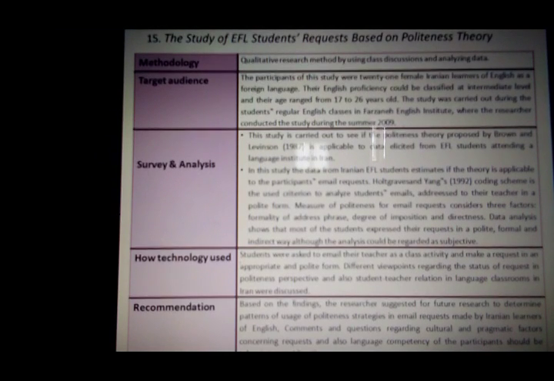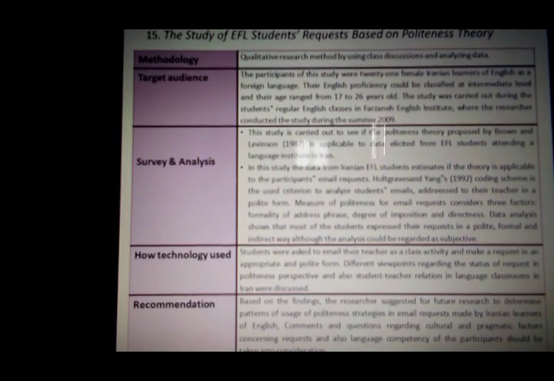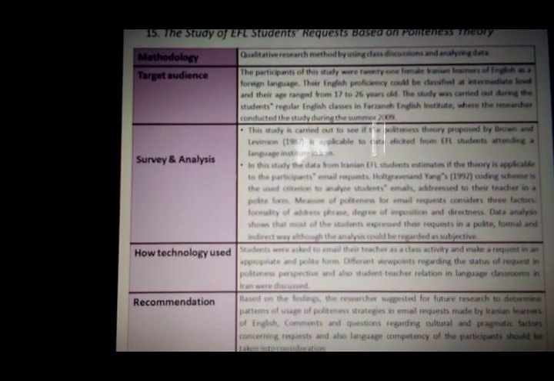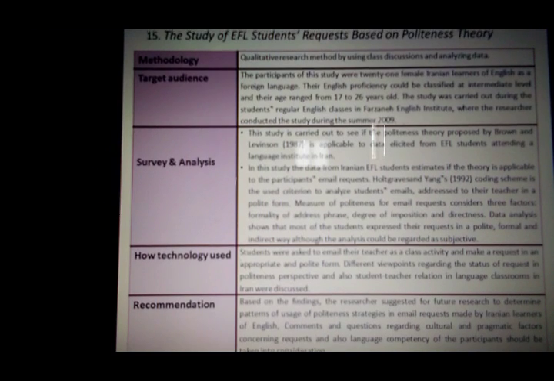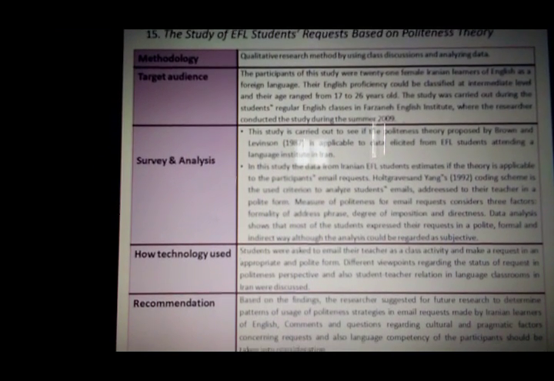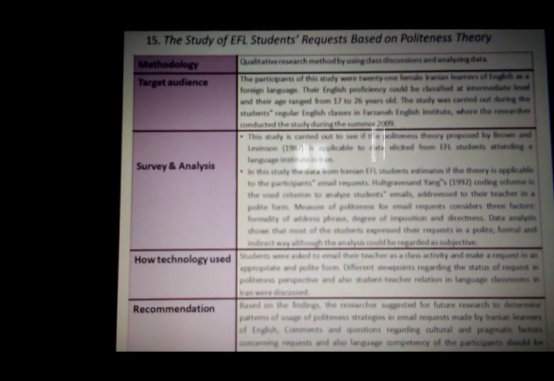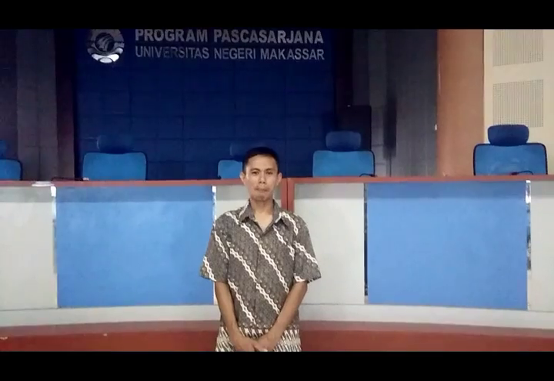And the last is this research used qualitative research method, by using class discussion and analyzing data, to see if the politeness theory proposed by Brown and Levinson is applicable to data elicited from EFL students attending a language institution in Iran. The result estimates that the theory is applicable to the participants' email requests.